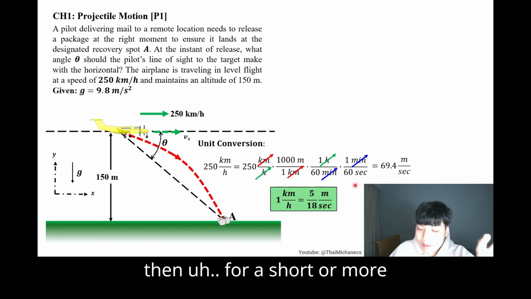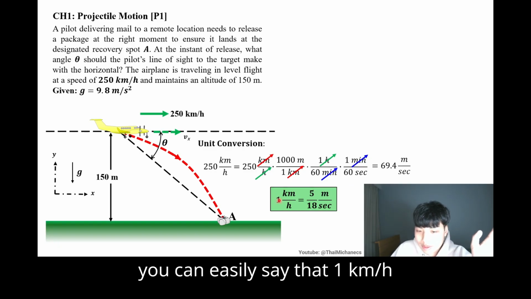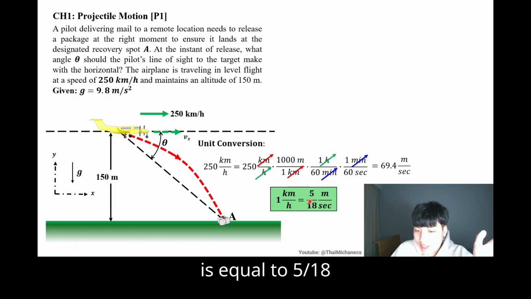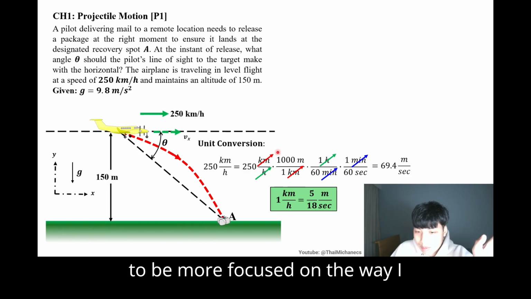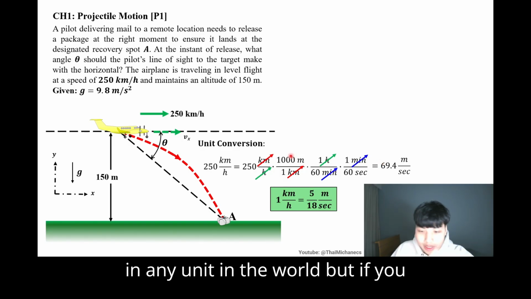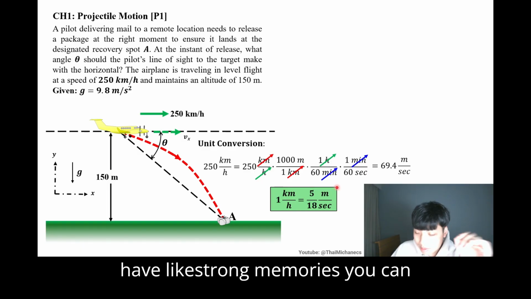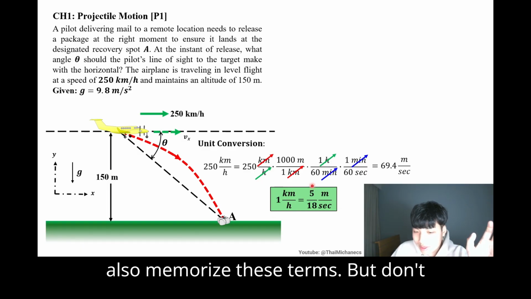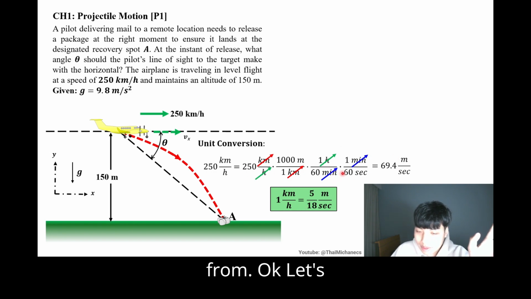As a shortcut, if you like to memorize a formula, you can say that 1 kilometer per hour is equal to 5/18 meters per second. But I would like you to focus on the way I cancel out the units, so that it works in any unit in the world. If you have a strong memory, you can also memorize this, but don't forget to understand where it comes from. Okay, so let's talk physics.